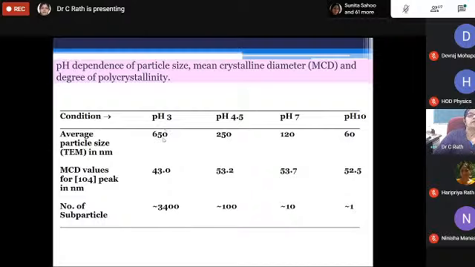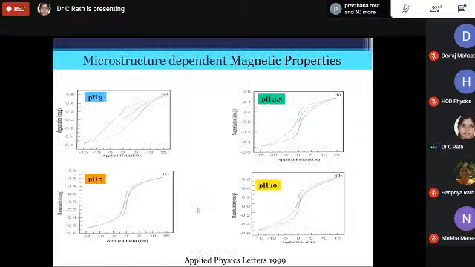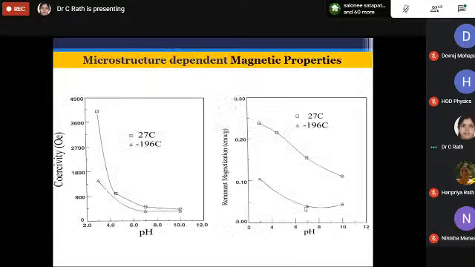And this is the size, as I told, it is 650 nanometer, and we calculate that 3400 subparticles are inside these pseudocubic particles. However, at pH 10, where it is 60 nanometer, it is almost single crystalline. So this large number of subparticles or crystallites inside a pseudocubic particle gives rise to such high coercivity. This is the kind of coercivity we found, 3000 to 6000 Oersted, and that decreases. This is the coercivity behavior with pH.